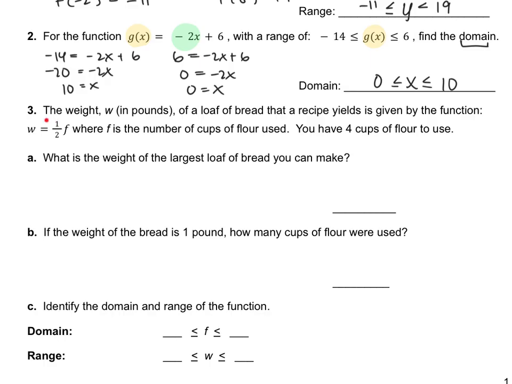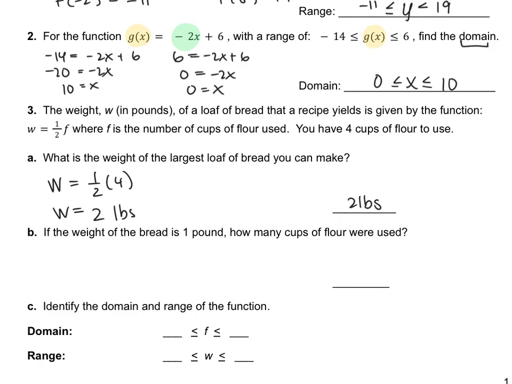So here I've got a function that says W, which stands for the weight in pounds of a loaf of bread, equals 1/2 F, where F is the number of cups of flour used. It says you have 4 cups of flour to use. What's the largest loaf of bread we can make? Well, the largest loaf of bread would happen when I use all the flour, which is 4 cups. If I do that, the largest loaf of bread would be 2 pounds.